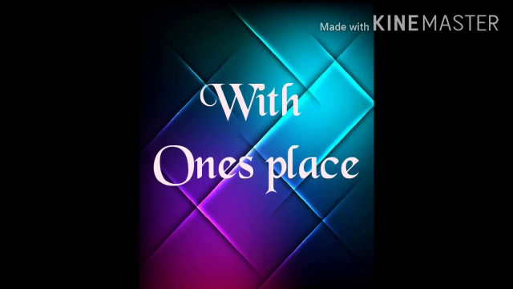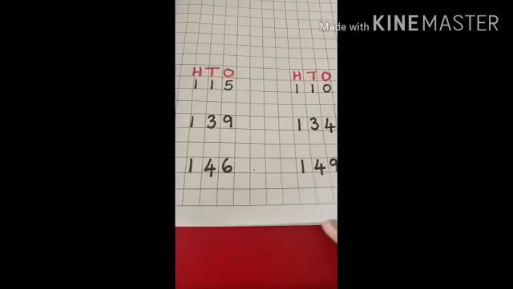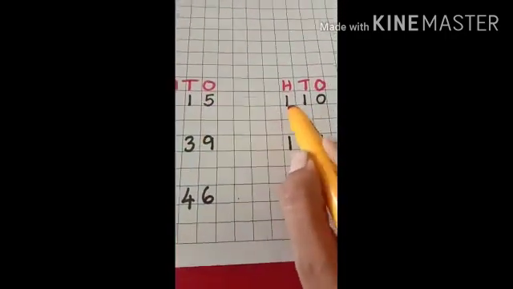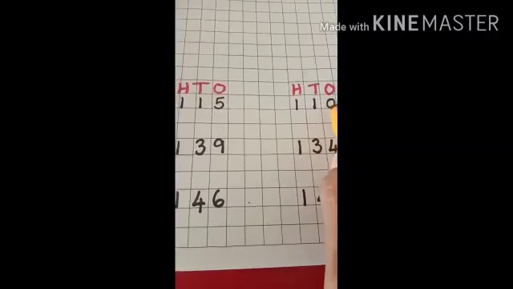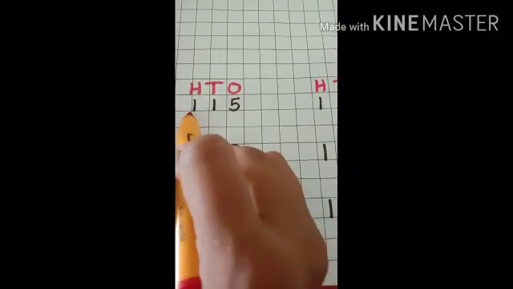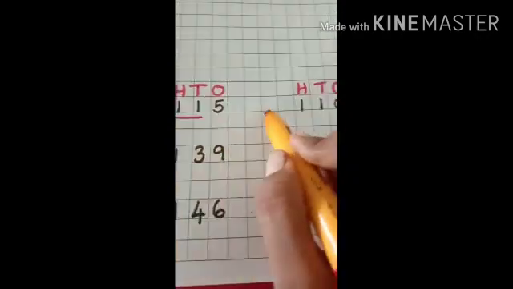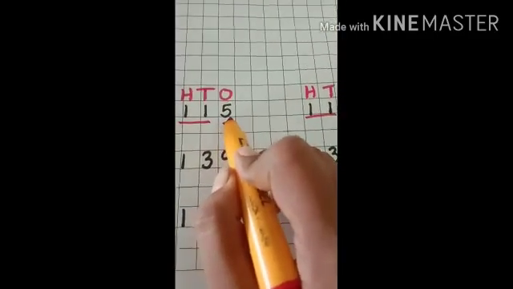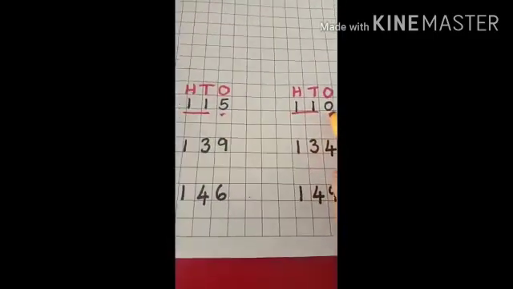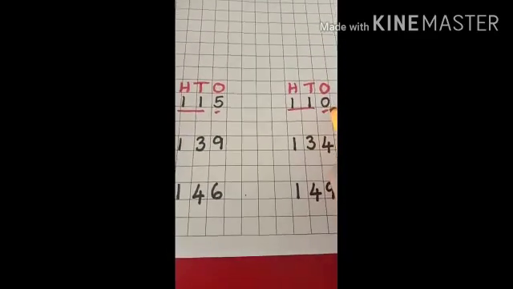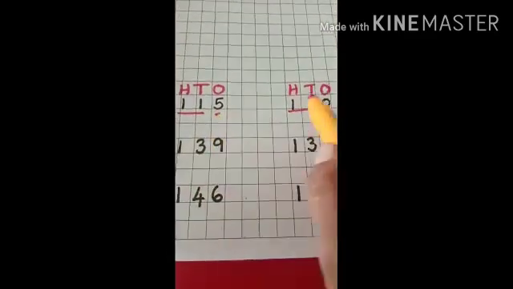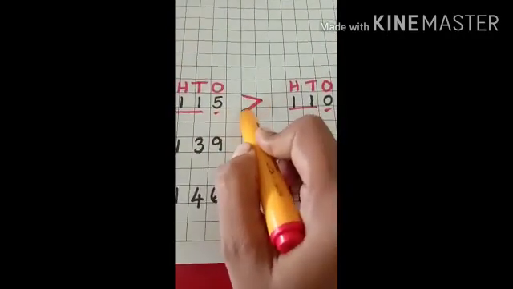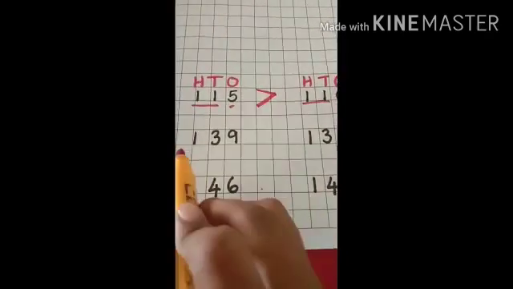Now cuties, we are going to compare with the ones place. Here are some numbers 115 and 110. You can observe cuties, first 2 digits are same in both the given numbers. So we are moving to the ones place. We got 5 here and there we got 0. Now compare the digits and tell me which is greater. Yes, 5 is greater. So 115 is greater than 110.